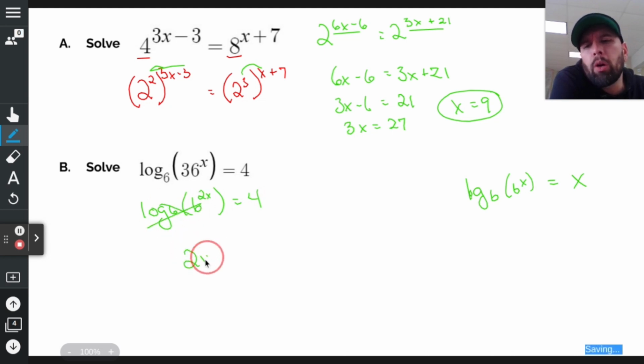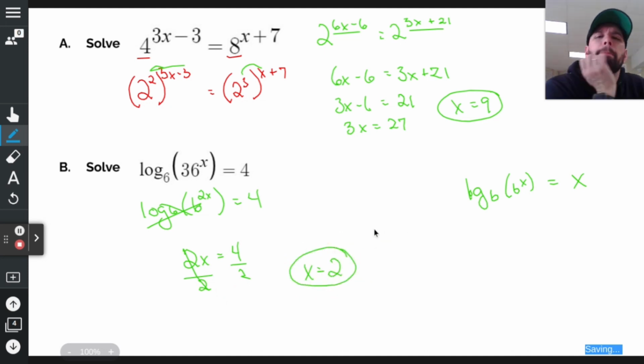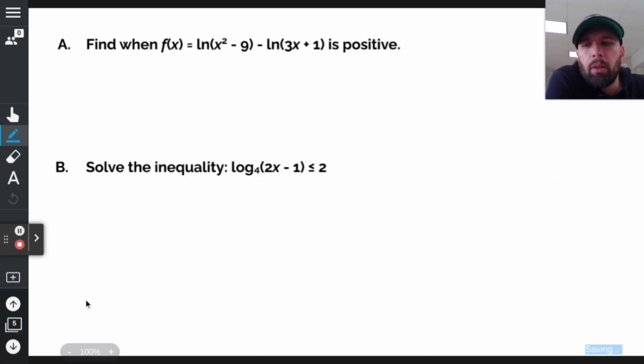2x equals 4. Let me see, if I divide by 2, carry the 1, multiply by pi infinity. Good. Not bad. Not bad. Not bad at all. Now it gets bad.